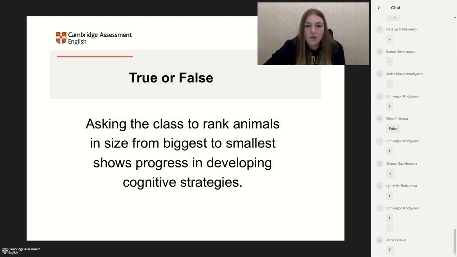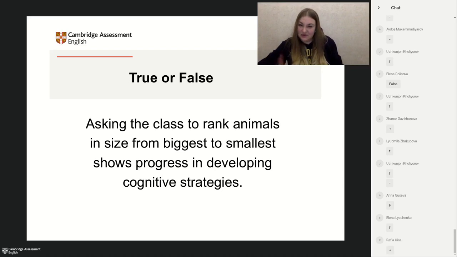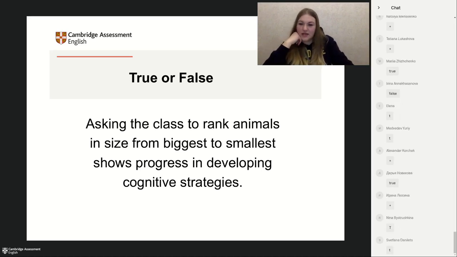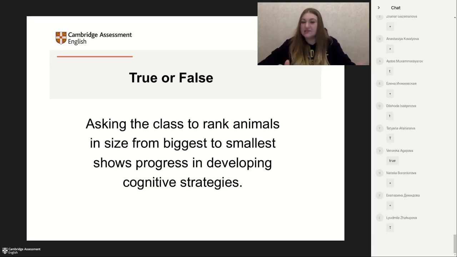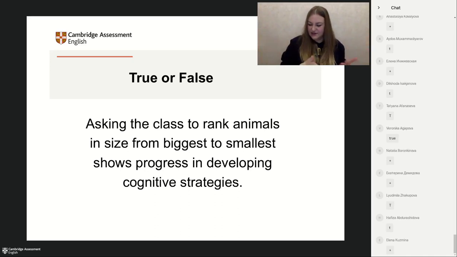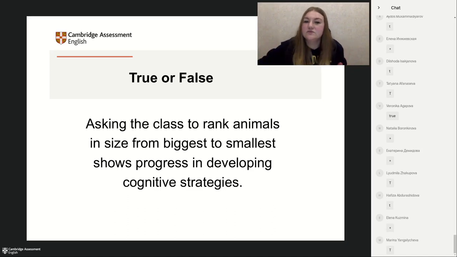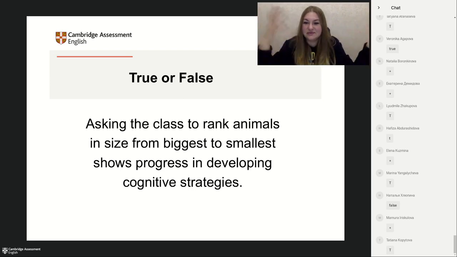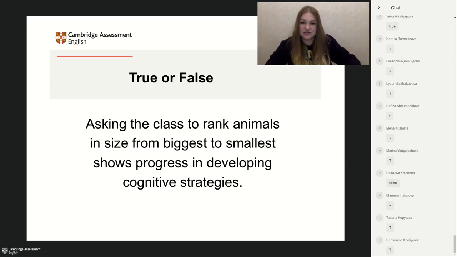The next one: asking the class to rank animals in size from biggest to smallest shows progress in developing cognitive strategies. You remember the cognitive strategies we were talking about at the very beginning. Yeah, I see your plus. That's true. Children need to think abstractly about the size of different animals and consider an order from large to small. So that's a good task, and that's true. Sometimes they don't even understand what is bigger, an elephant, for example, or a hippo. So we have to give them the opportunity to develop their cognitive skills during the language task.